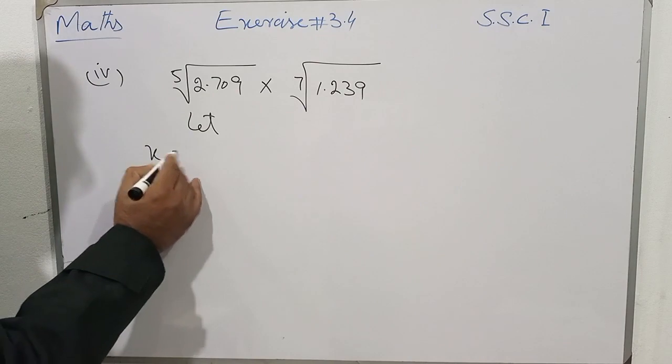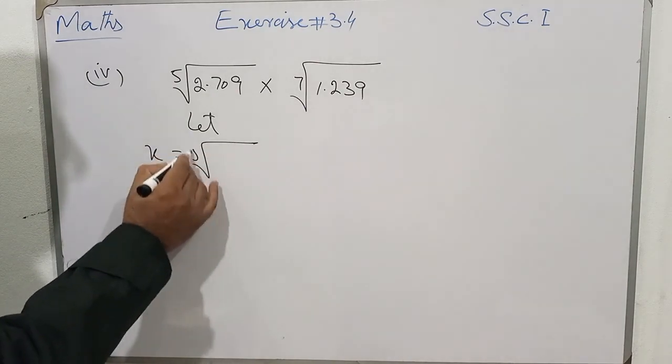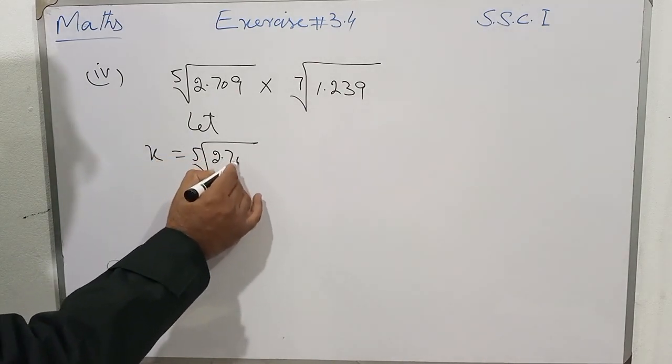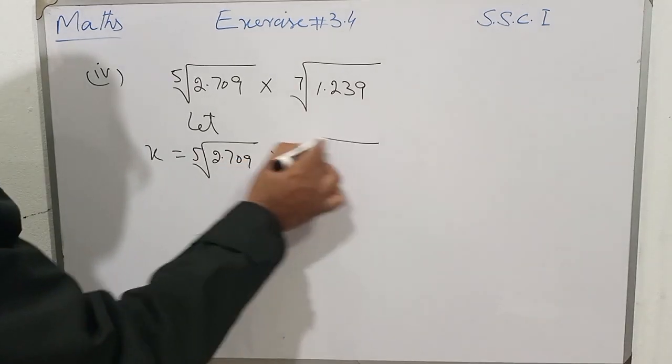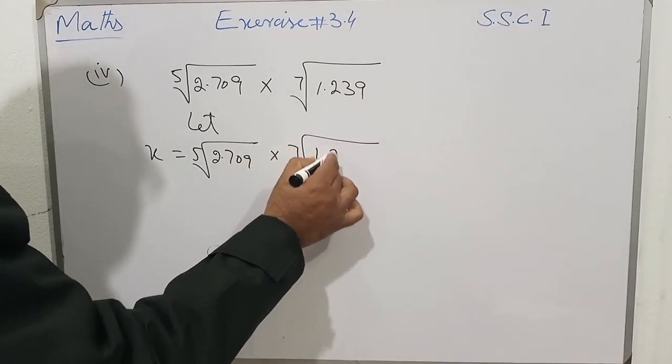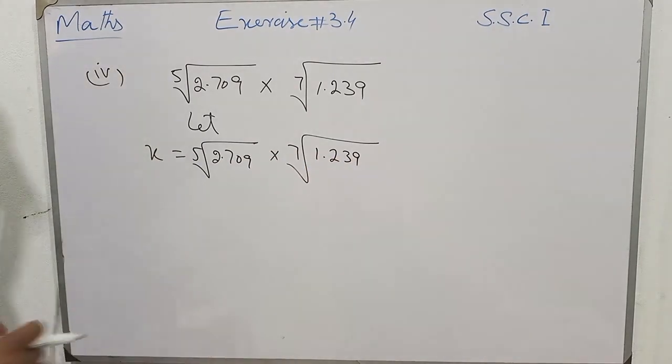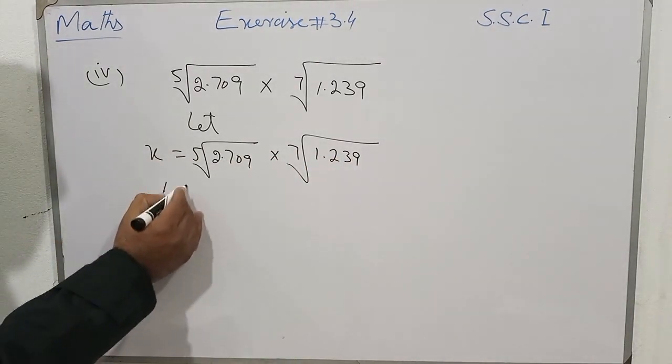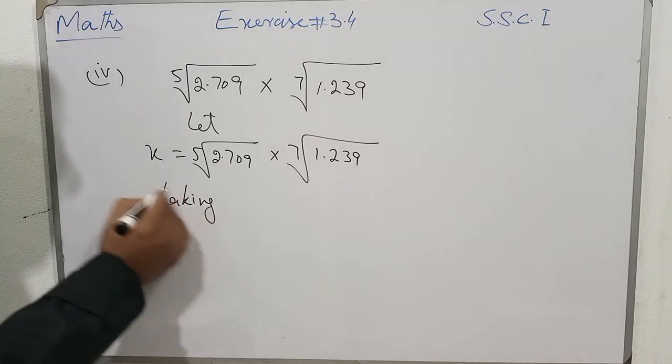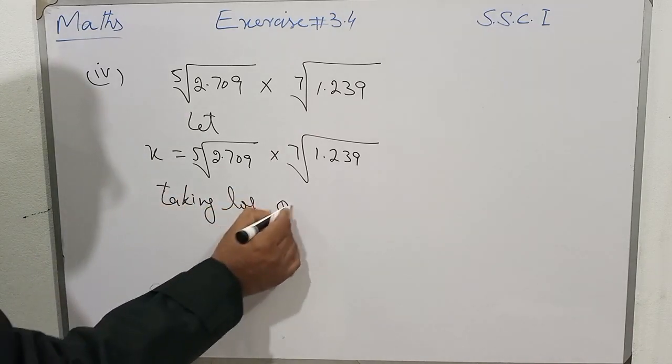So I will write let x is equal to fifth root of 2.709 multiplied by 7th root of 1.239. The second step of this question is we have to take log on both sides. So it is written as taking log on both sides.